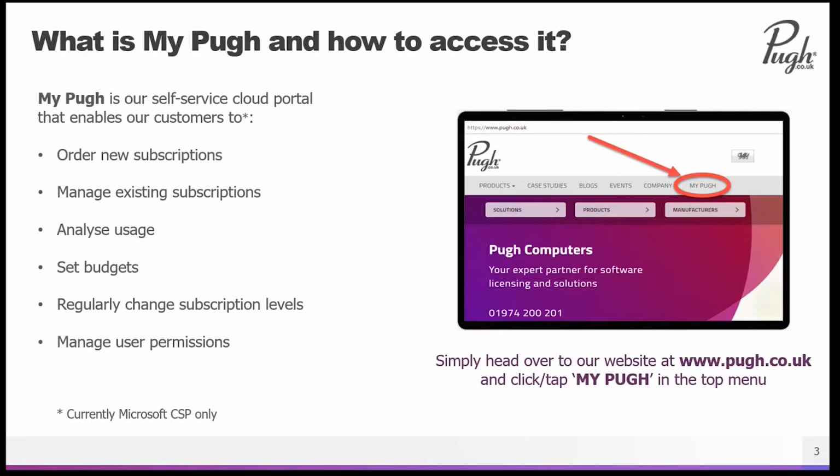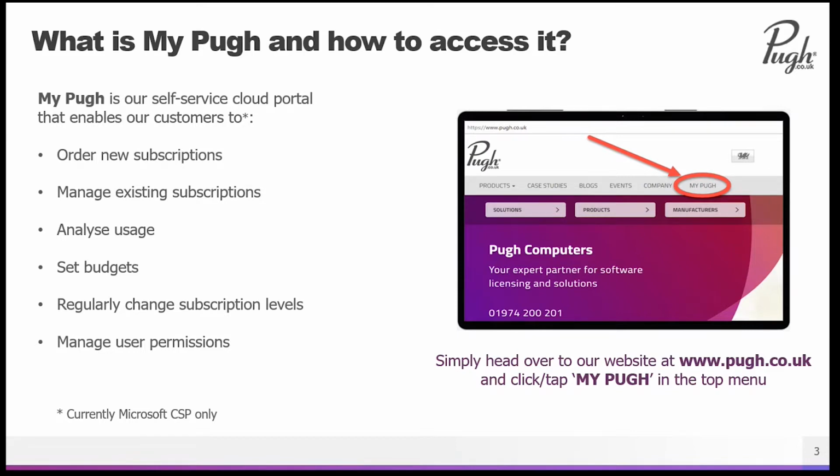So first of all, we'll just cover MyPugh. What is it? It's a customer portal that we offer. So you can do quite a few things within there. You can place new orders. So if, for example, you wanted to place new Office 365 or Microsoft 365 licenses, that can be done in the portal. And also managing existing licenses and subscriptions.